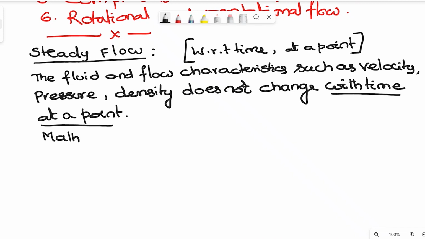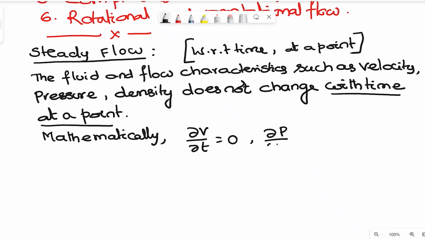Mathematically, it is given as dou v by dou t is equal to 0, dou p by dou t is equal to 0, dou rho by dou t is equal to 0. Velocity does not change with the time. That means velocity is constant with the time. When velocity is constant with time, naturally its derivative should be equal to 0.